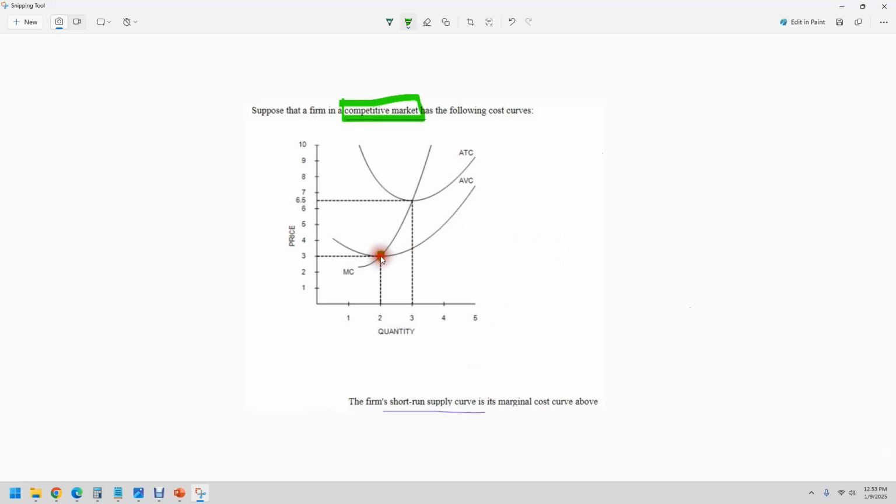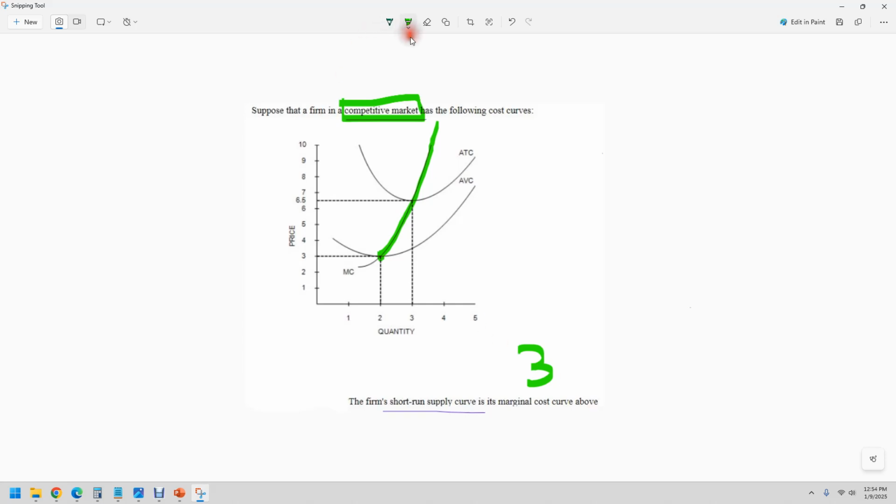So our shutdown point is the minimum of average variable cost, or the point where marginal cost equals average variable cost. That's the lowest quantity that the firm is willing to produce, and that price has to be at least 3. Now, as the price rises, this firm is going to produce more products, and so we end up with this as our short run supply curve, which comes from the marginal cost curve above the average total cost curve. That's the short answer there. So marginal cost above 3.